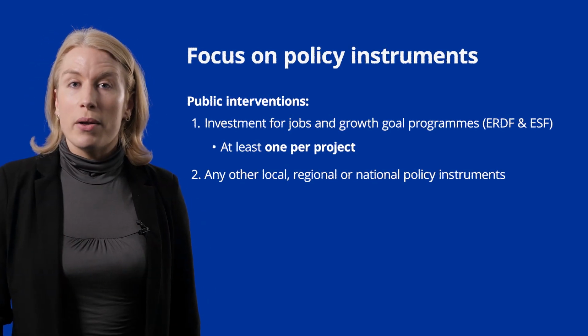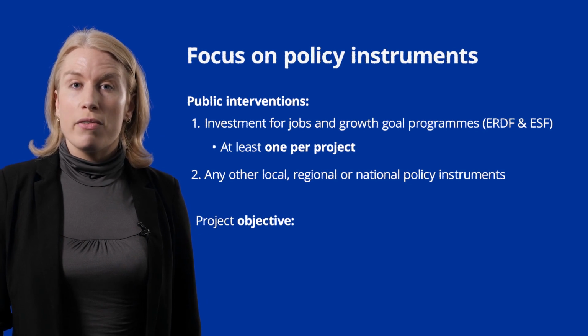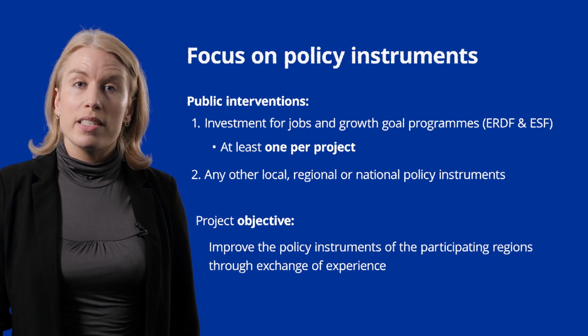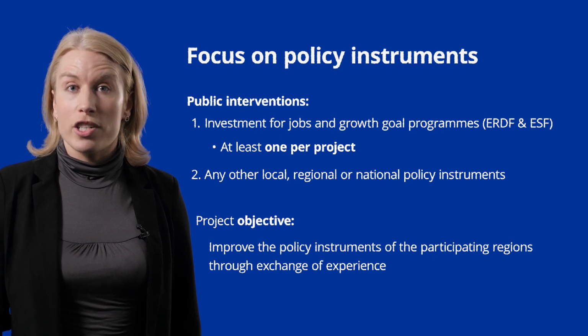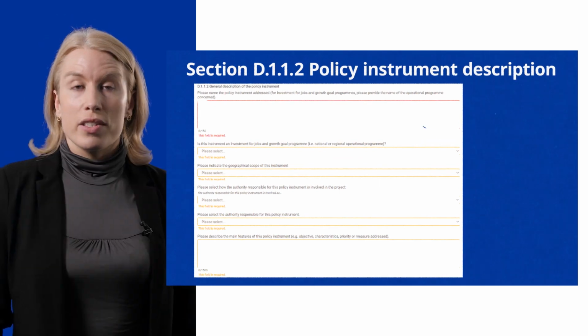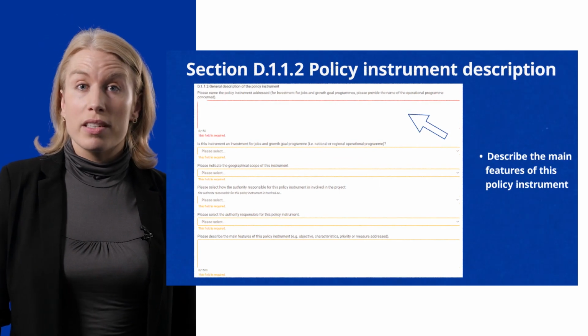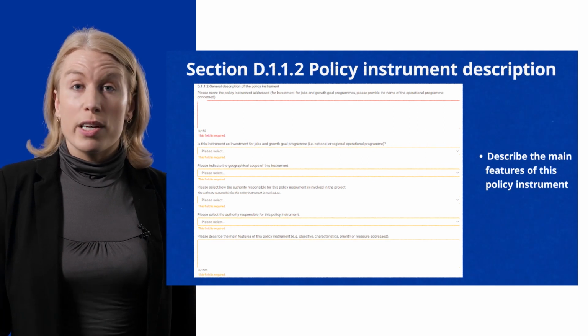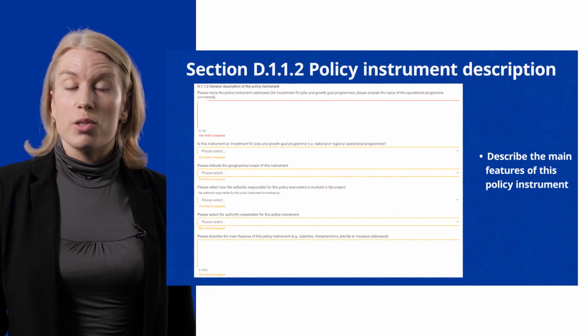And what is unique about Interreg Europe projects is that every project focuses on improving the policy instruments of the participating regions through exchange of experience. So these policy instruments are really at the heart of your project and the application form. Looking into section D, you will have to describe each of the policy instruments addressed. There is a field dedicated to the name of the policy instrument, where you can mention, for instance, the title of the operational program, if that's the policy instrument you will address.